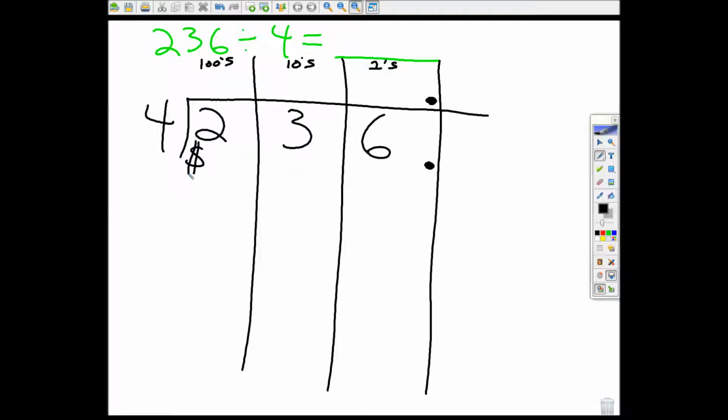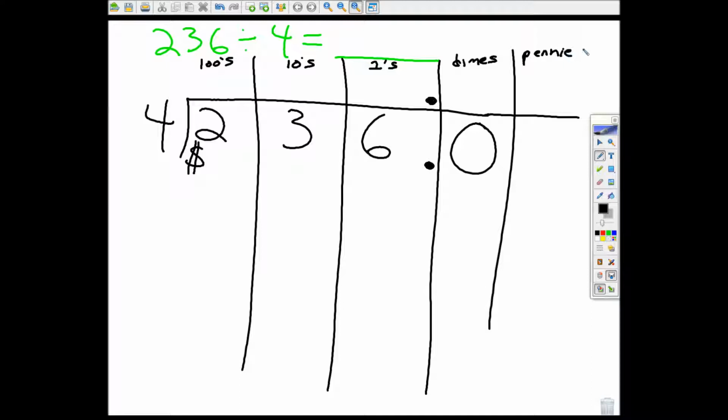That'll help us to understand that over here we have the tens, or the dimes, and then we have the hundredths, which is the pennies. And so let's go ahead and get started with this problem.